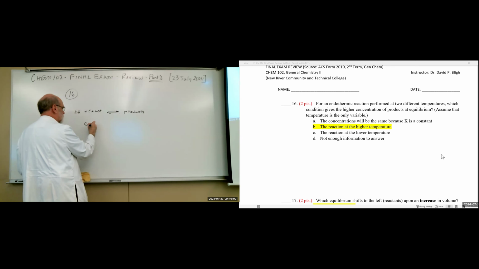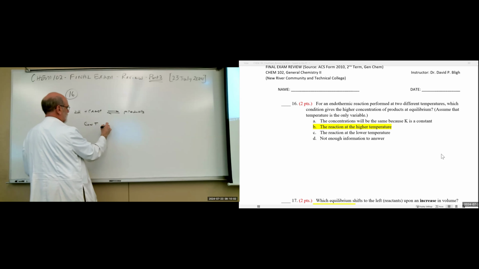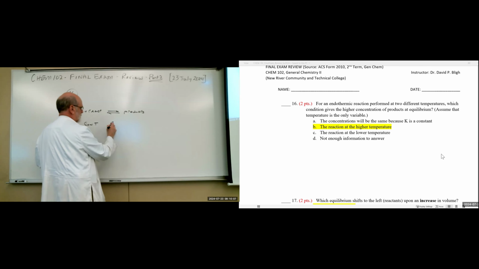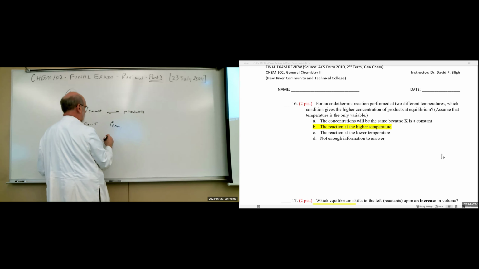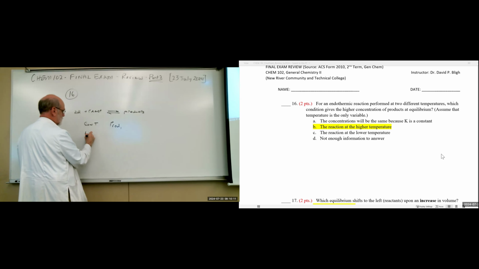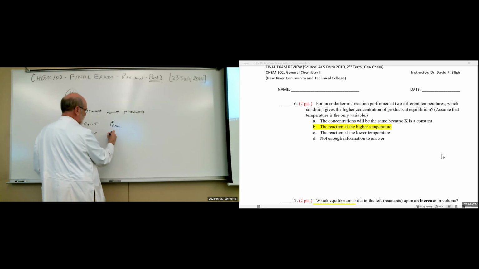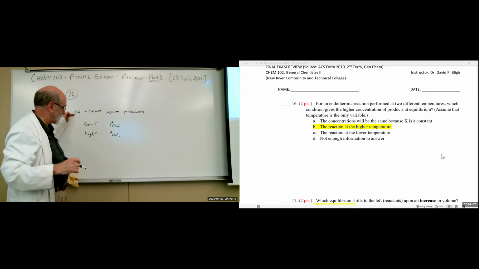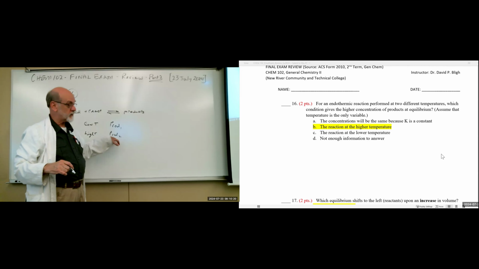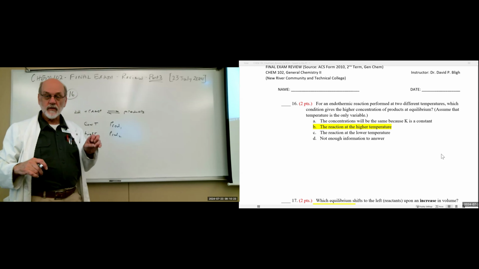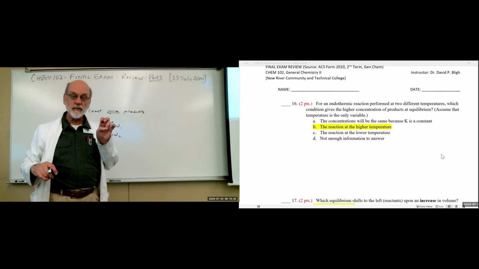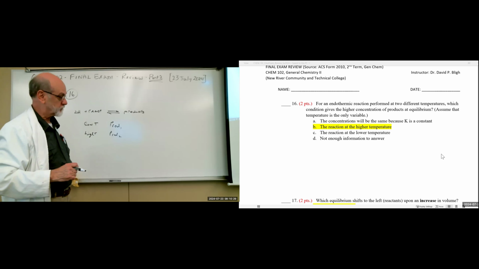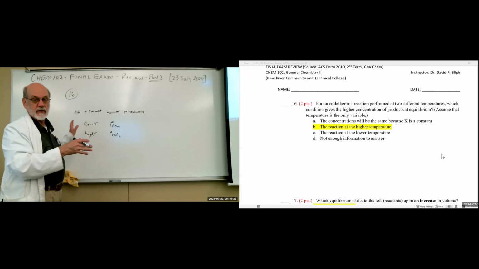So low temperature is, well, that's not a good choice. Let's do product 1, and high temperature would be product 2. Since it's endothermic, product 2 is going to be greater than product 1. So the reaction at the higher temperature will produce the higher concentration of products. This is purely Le Chatelier.